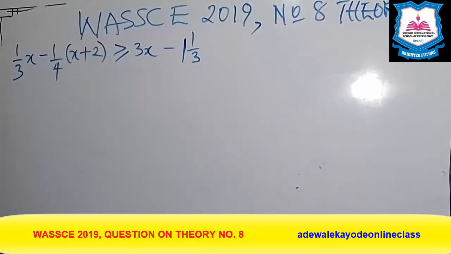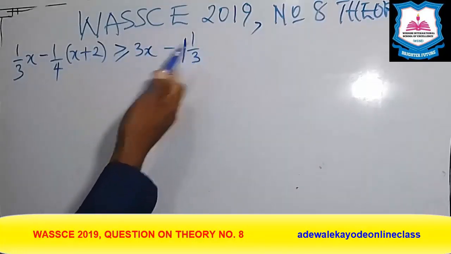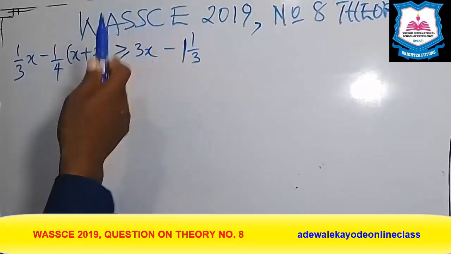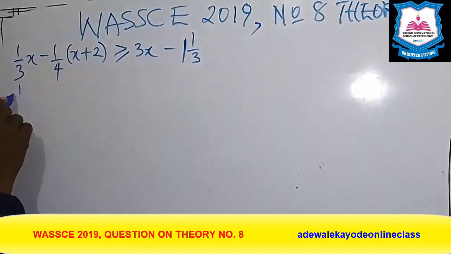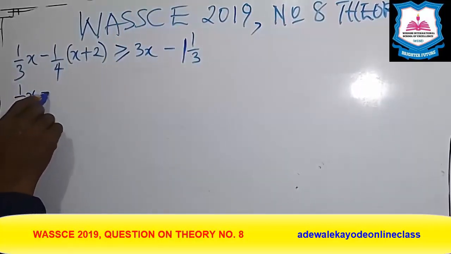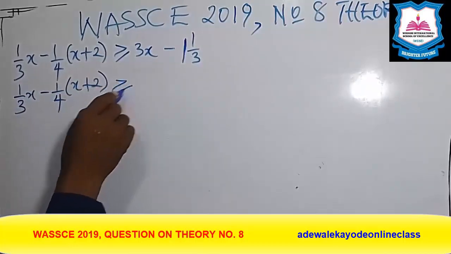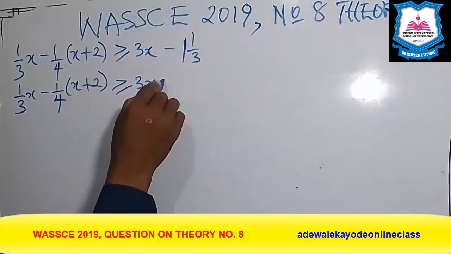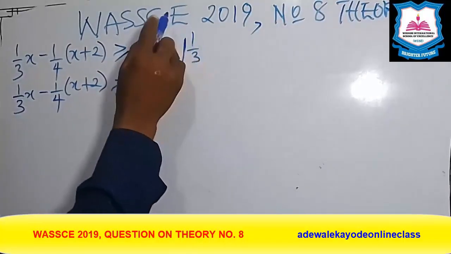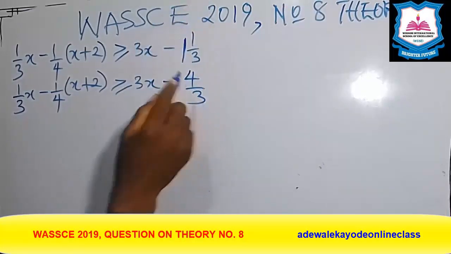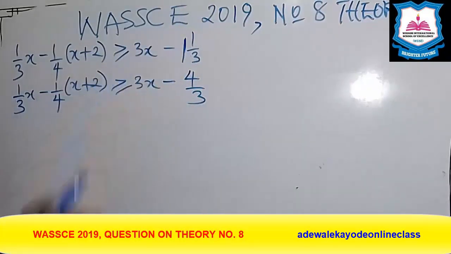So what do you do? How do we solve this? The first thing to do is that you have seen a mixed fraction, so the first thing is to convert this fraction into an improper fraction. That's 1 over 3x minus 1 over 4 into (x + 2) greater than or equal to 3x minus, convert this: 3 multiplied by 1 is 3, plus 1, that will give us 4 over 3.